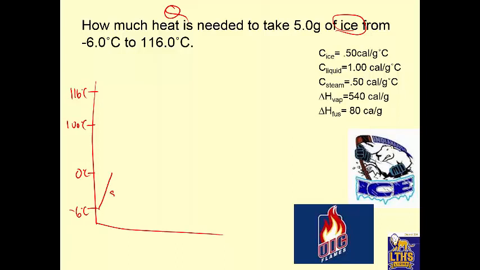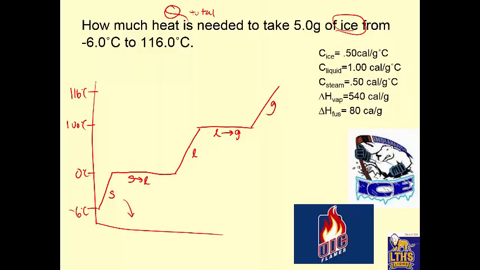So it's going to be solid until it reaches 0. When it melts, solid turns to liquid. And then it's going to be liquid to 100, and then it's going to boil, and then it's going to be gas to 116. So there are 5 sections of this graph. So I'm going to have to get total heat. I'm going to have to add Q1 plus Q2, 3, 4, and 5.